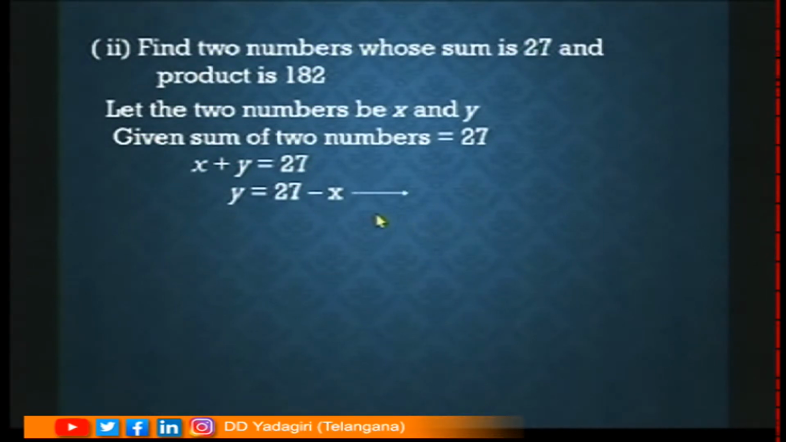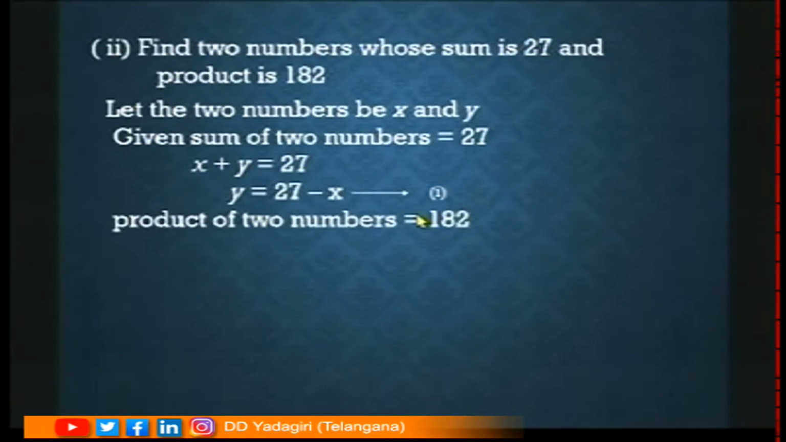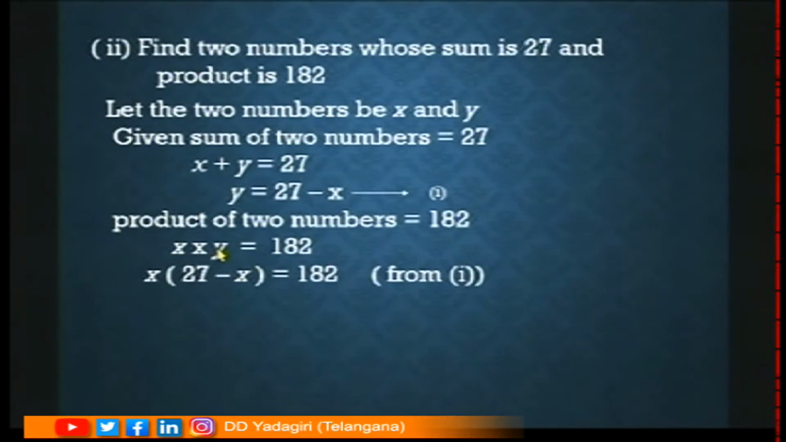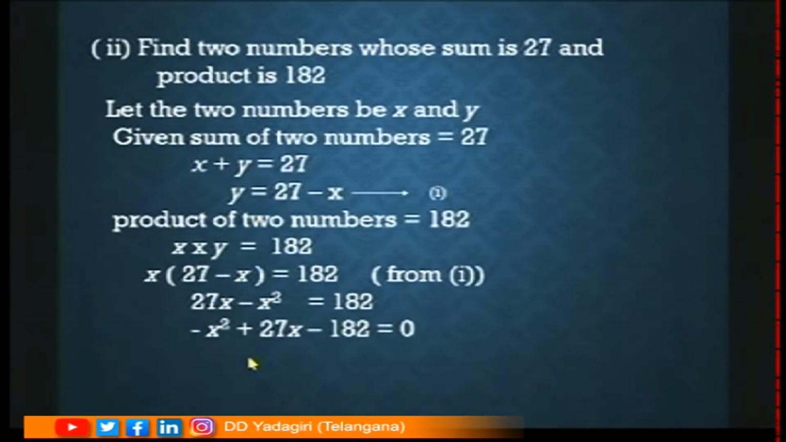Now, I suppose this equation as 1. Now, what is the other information given to us? The product of two numbers is equal to 182. So, when I multiply x with y, that should be equal to 182. Instead of y, I substitute 27 minus x from equation 1 in the place of y. Opening up the brackets, I get 27x minus x square is equal to 182. Minus x square plus 27x minus 182 is equal to 0. Rewriting the equation, I get x square minus 27x plus 182 is equal to 0.